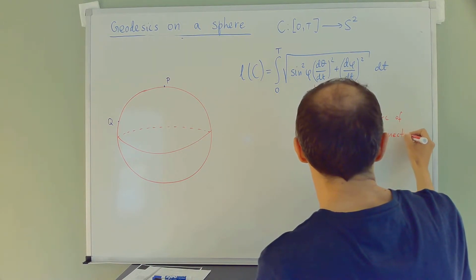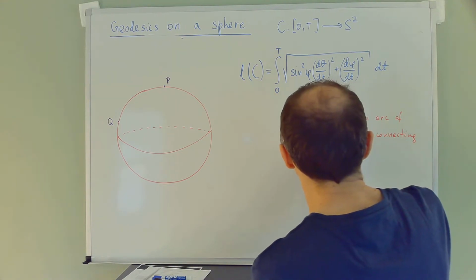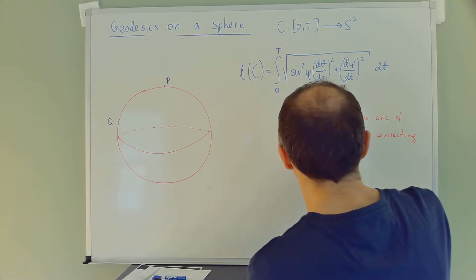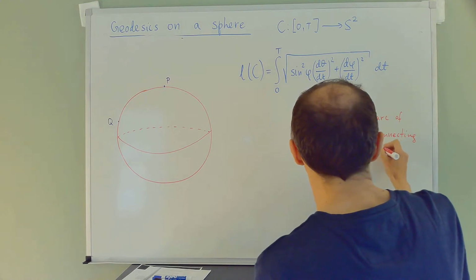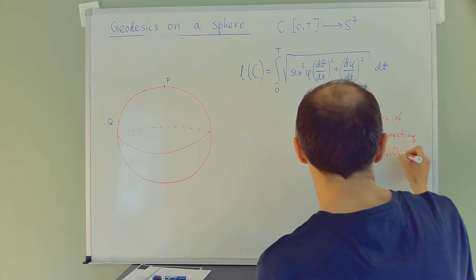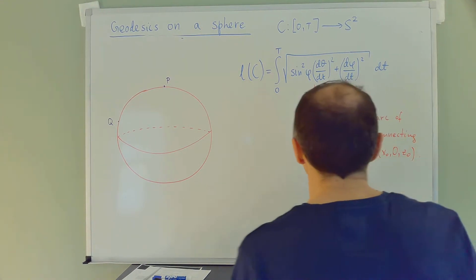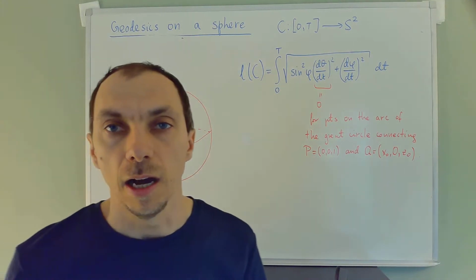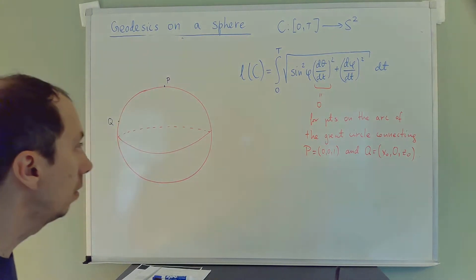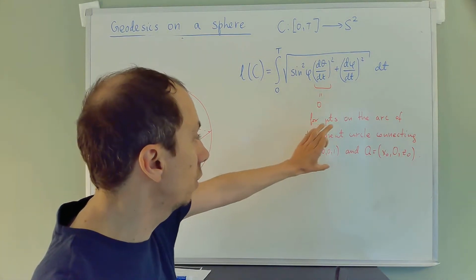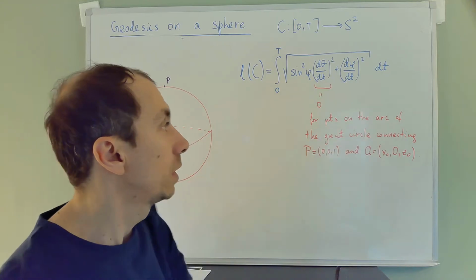Connecting P, which is 0, 0, 1, and Q, which was x0, 0, z0. Okay, because that entire arc lies on the xz plane. So that means theta is constant, it's always 0, so that derivative is 0.